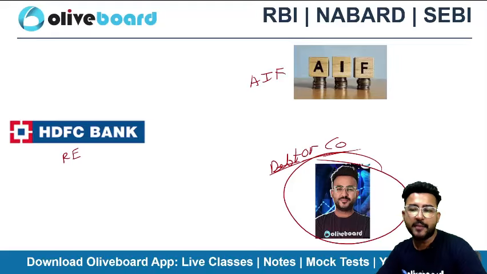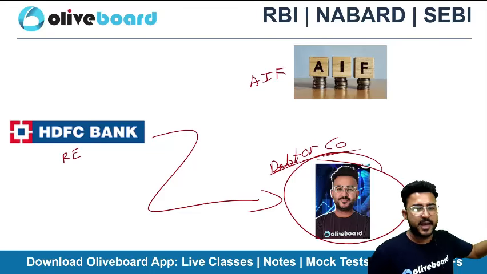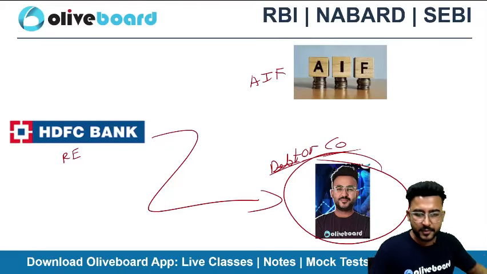As per this direction, I am the debtor company. Why? Because HDFC Bank has given me a loan. So I am a debtor of HDFC Bank. HDFC Bank is my creditor. Simple.